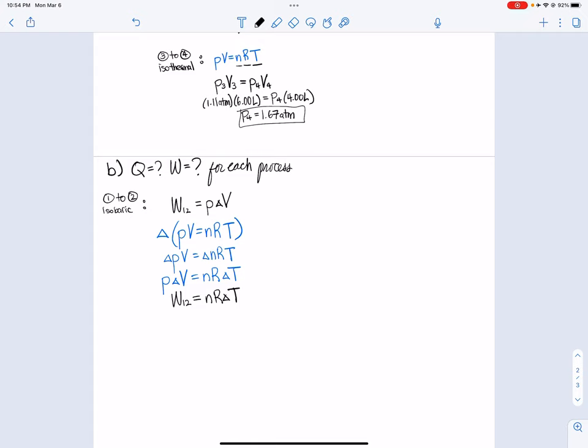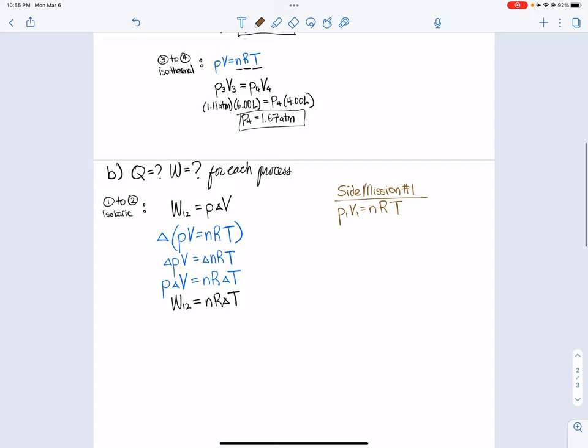Great, I don't know, we weren't given the number of moles either, okay? So we'll have to do a side mission to find the number of moles. And whatever side missions we do, I'm going to use brown ink, okay? So side mission number 1. I'm going to use the ideal gas law, PV equals nRT, to find n, because I know in state 1 we were given the pressure, the volume, and the temperature. So I have everything but the number of moles, right?